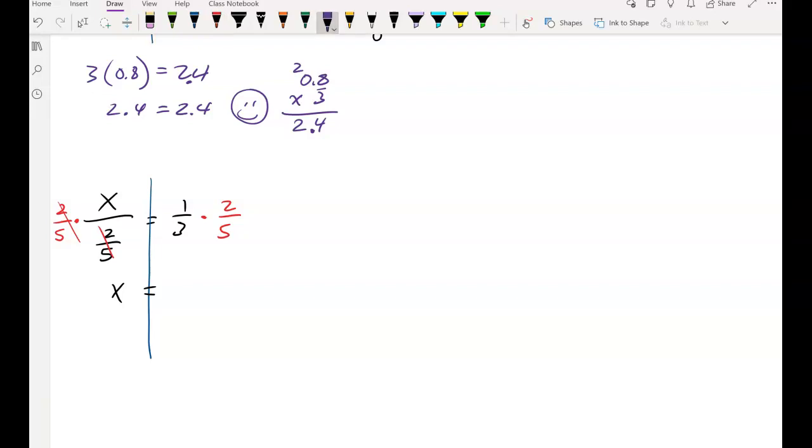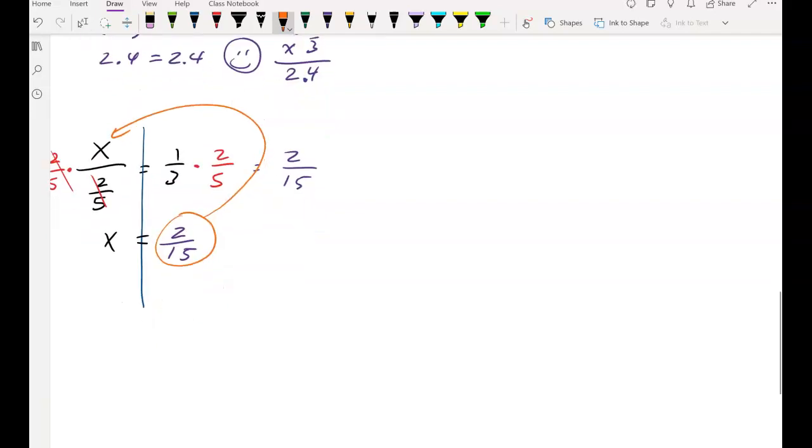And remember, we multiply fractions straight across, so 1 times 2 is 2, 3 times 5 is 15. So 2/15 is x. Well, then, yes, you guessed it, we have to make sure that our answer is correct. So I'm going to put this 2/15 back into my original equation for x. So that would say 2/15 divided by 2/5. Does that equal 1/3?